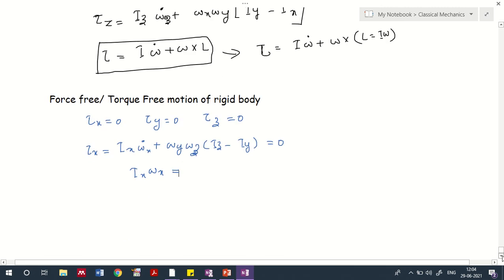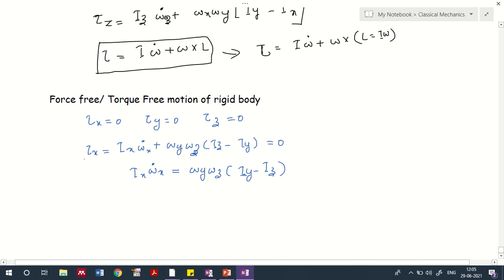So Ix omega x dot will be equal to omega y omega z (Iy minus Iz). I have just reordered this one as Iy minus Iz, because when you take this to the other side, there will be a minus term. So I rearranged this one to Iy minus Iz. So this is my first equation.